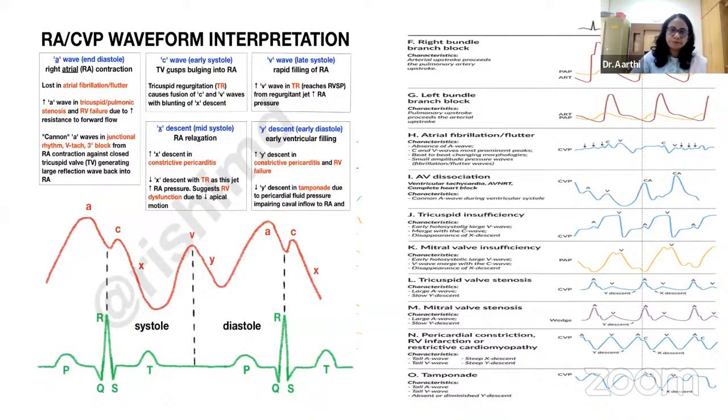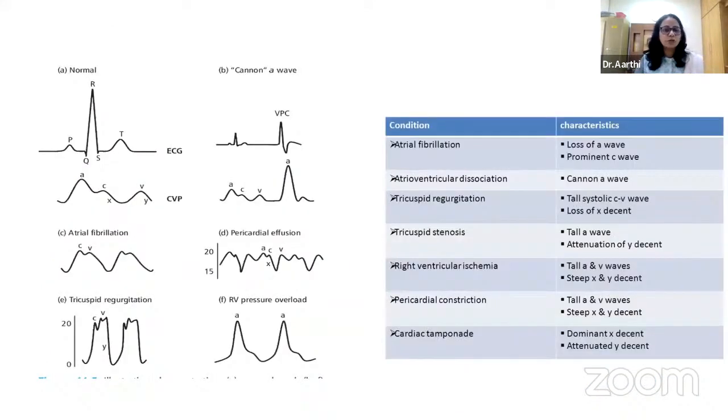So in atrial fibrillation, there is loss of A waves, and in tricuspid regurgitation, there are prominent V waves. In ventricular premature contraction, there are Cannon A waves, and in pressure overload, there is fusion of complexes with prominent A waves and steep X descent.